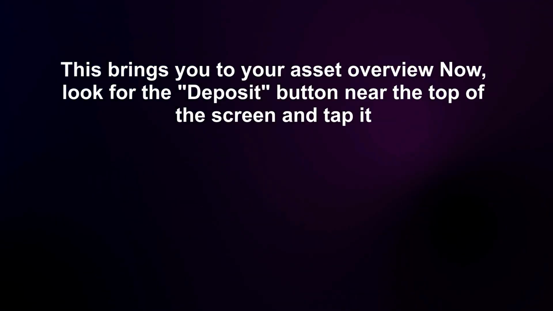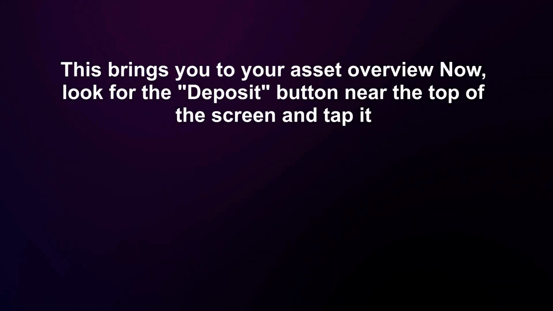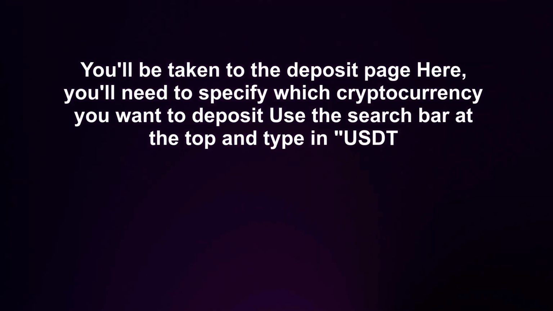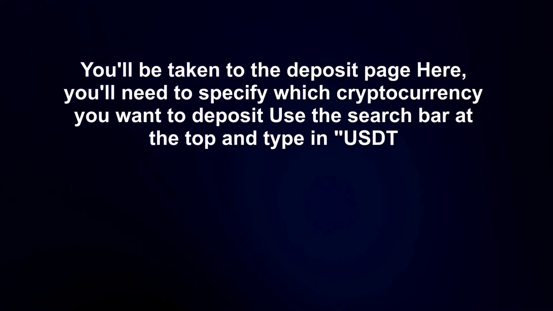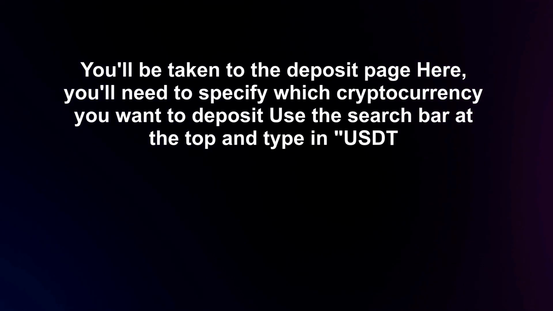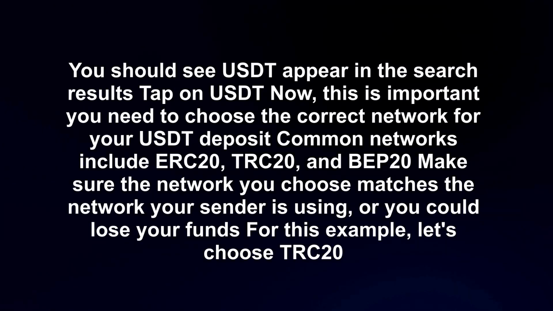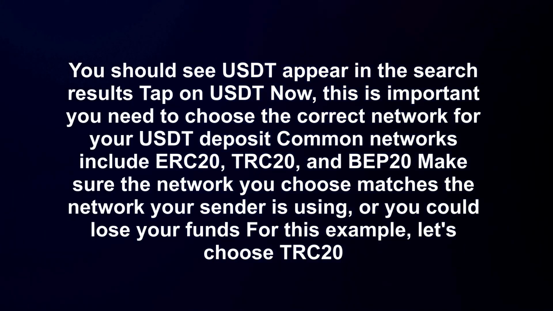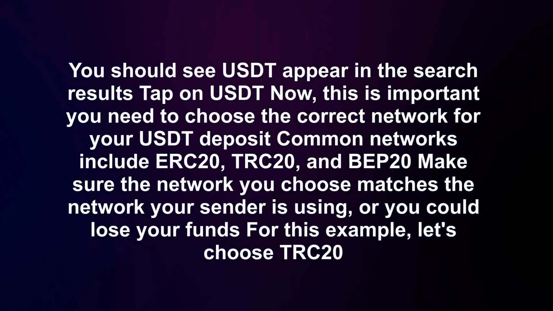Now, look for the deposit button near the top of the screen and tap it. You'll be taken to the deposit page here. You'll need to specify which cryptocurrency you want to deposit. Use the search bar at the top and type in USDT. You should see USDT appear in the search results. Tap on USDT now.